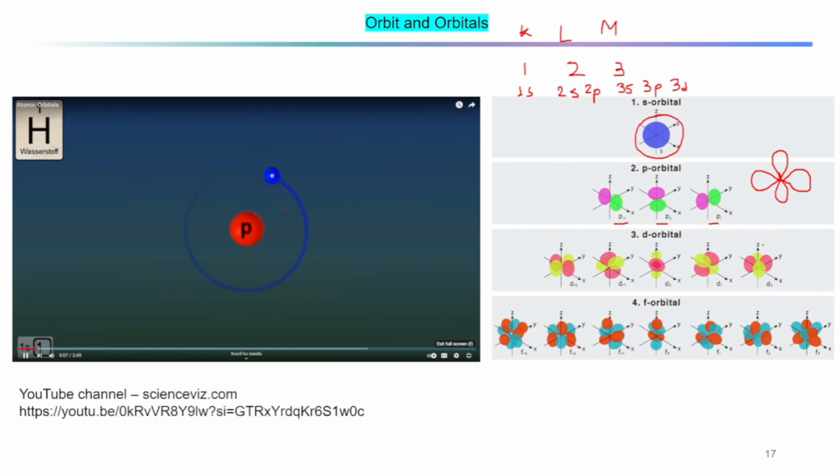In the case of the d orbital, we have five different orbitals. These are named dxy, dyz, dzx, dx square minus y square, and dz square. Similarly, the f orbital has seven different compartments. These things I will discuss in later videos. I will make dedicated videos to discuss them.